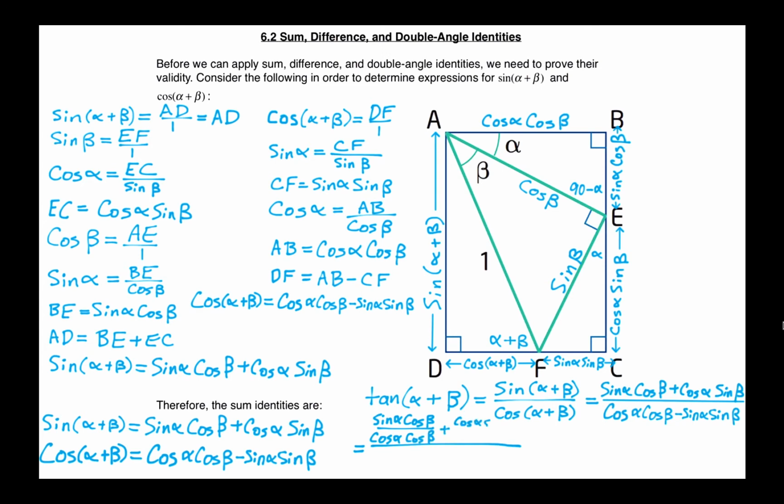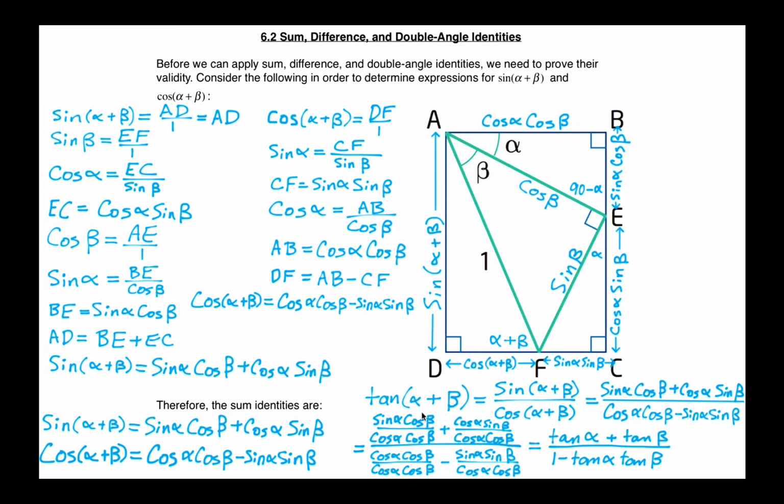And if we divide the top by cosine alpha cosine beta, and we divide the bottom by cosine alpha cosine beta, then this will simplify to tangent of alpha plus tangent beta over 1 minus tangent alpha tangent beta.